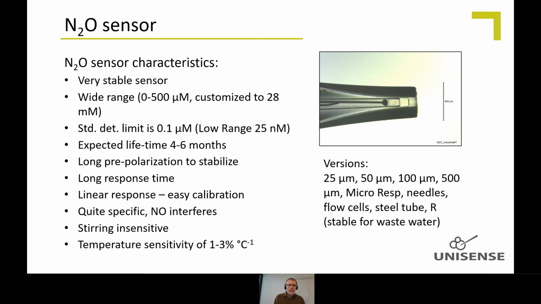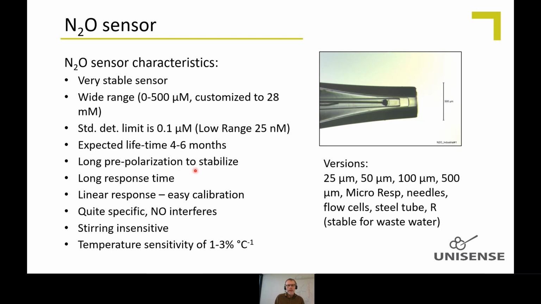So the characteristics of this is it's a very stable sensor. It has a wide range. It can measure up to 500 micromolar in the standard version, but we can make ones going up to 28 millimolar, that is pure nitrous oxide. And we can get them as sensitive as down to 25 nanomolar in detection limit. The expected lifetime for such sensors is 4 to 6 months.